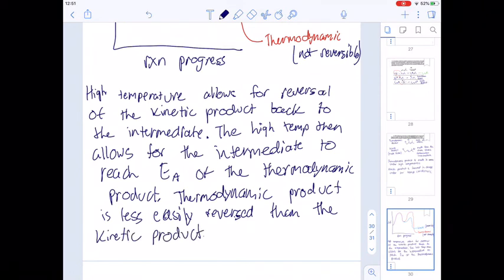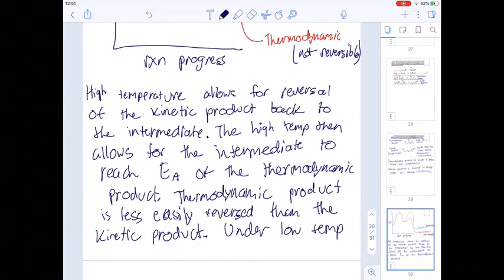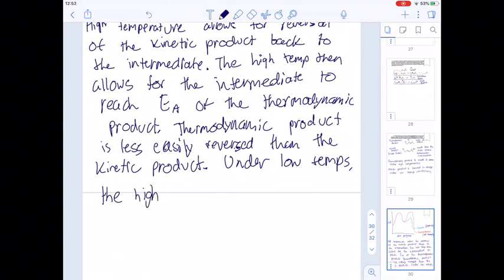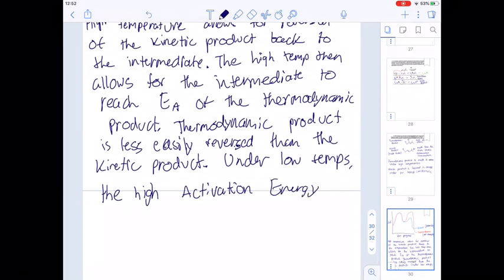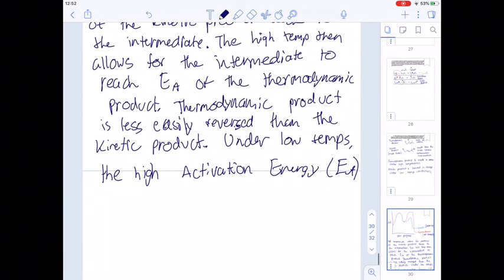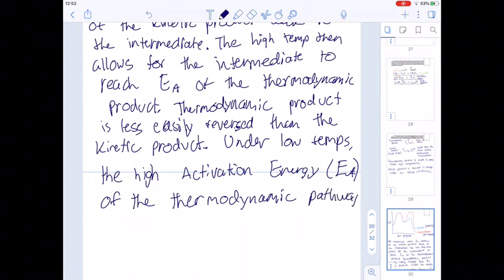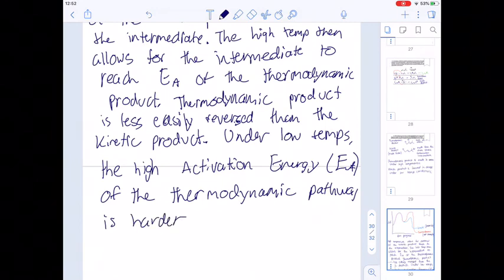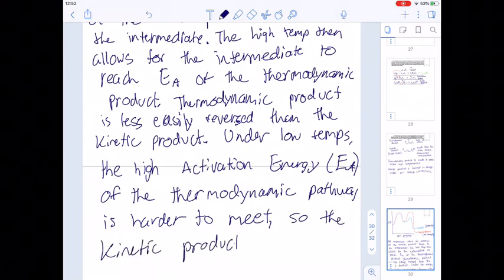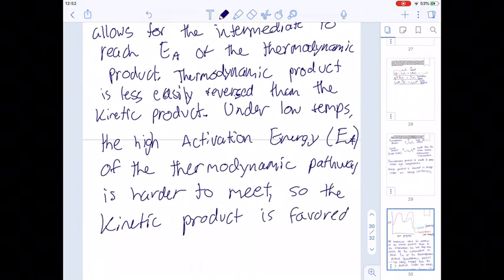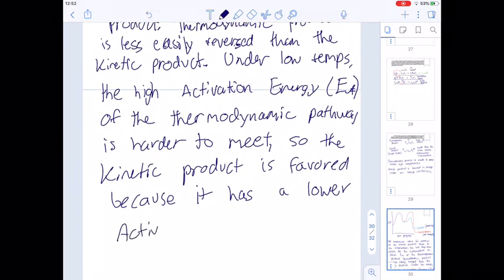Thermodynamic product less easily reversed than the kinetic product. Under low temperatures, the high activation energy, EA, of the thermodynamic pathway is harder to reach. So the kinetic product is favored because it has a lower activation energy.